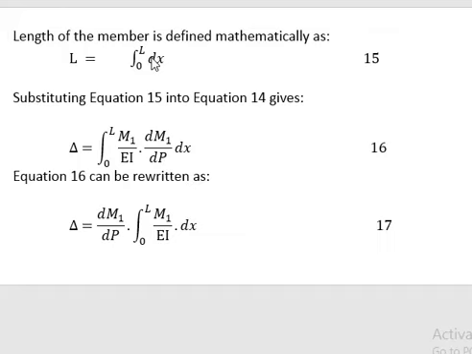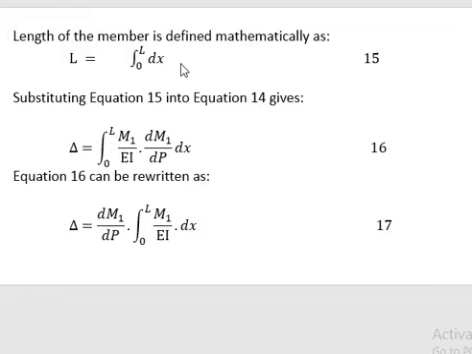The length of the member or the beam, as the case may be, is L, and it is defined as the integral of dx, where dx is the infinitesimal distance at any arbitrary point along the beam. When you integrate this dx from the beginning of the beam to the end of the beam, you get the total length of the beam, represented in equation 15. Substituting equation 15 into equation 14 gives the formula presented in equation 16.